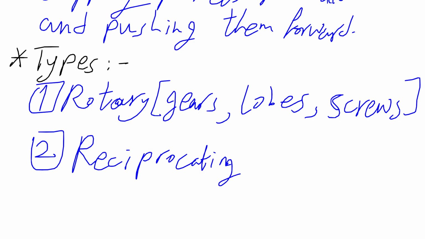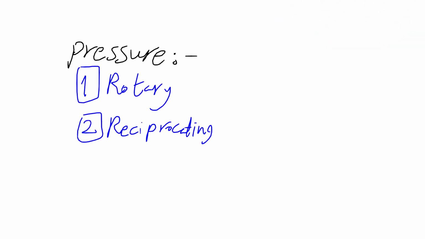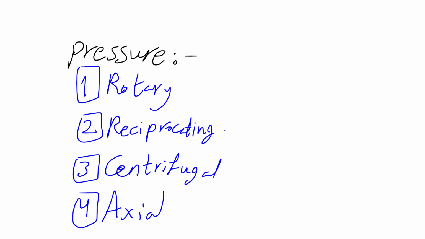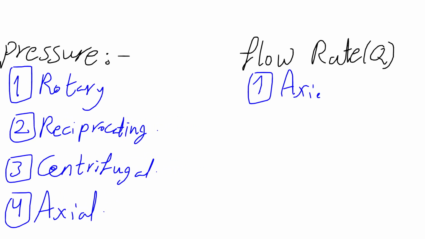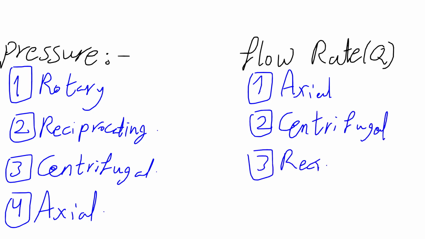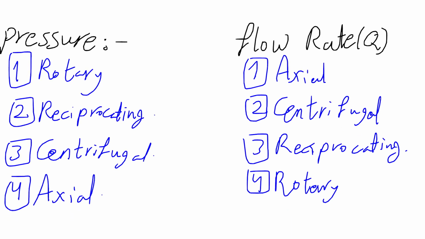When we compare these four technologies, there is a clear trend. From highest pressure capability to lowest: 1. Rotary, 2. Reciprocating, 3. Centrifugal, 4. Axial. And for flow rate, the order is exactly reversed. 1. Axial, highest flow, 2. Centrifugal, 3. Reciprocating, 4. Rotary, lowest flow. This is why the most common pumps in the world are centrifugal pumps. The most common gas movers for compressing air or refrigerant are positive displacement compressors.